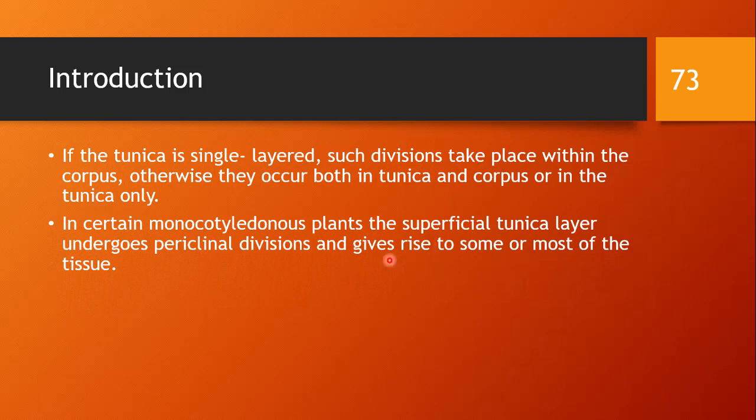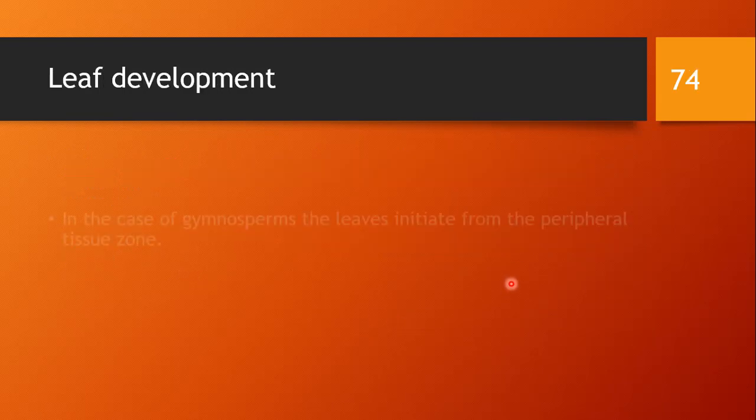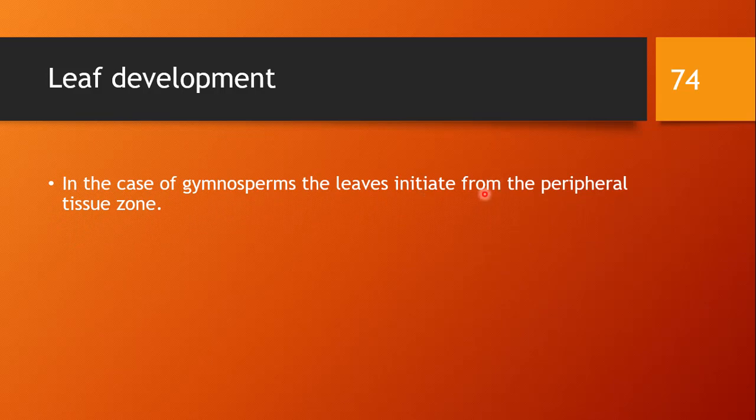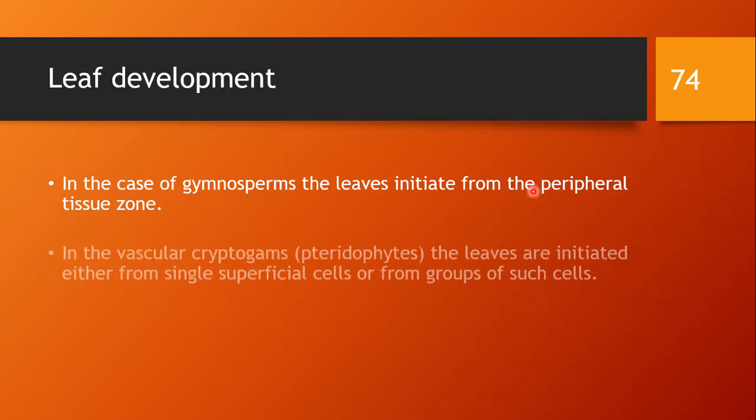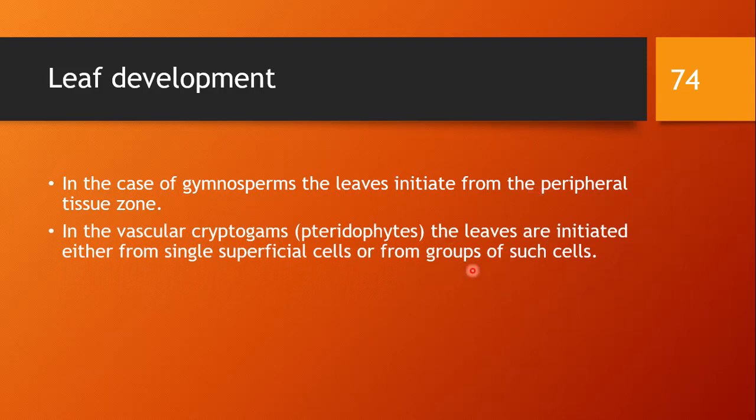In certain monocotyledonous plants, the superficial tunica layer undergoes periclinal division and gives rise to some or most of the tissue. So here we have another thing: in certain monocotyledonous plants, after the periclinal division of the superficial tunica layer, it gives rise to some or most of the tissues. In the case of gymnosperms, the leaf initiates from the peripheral tissue zone. And in the vascular cryptogams, like the pteridophytes, the leaves are initiated either from single superficial cells or from a group of such cells.